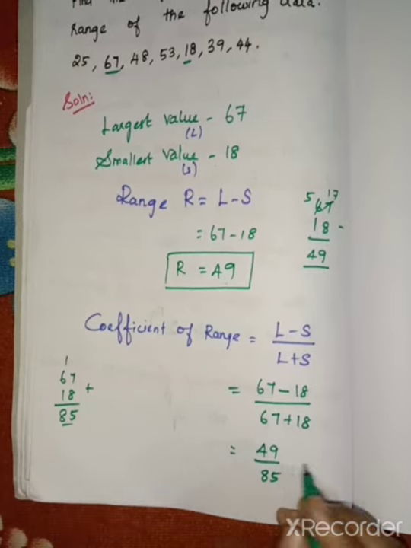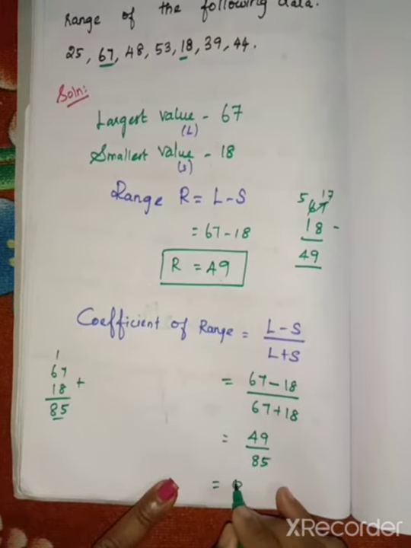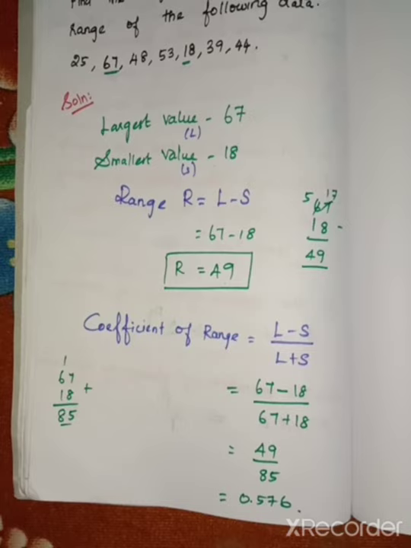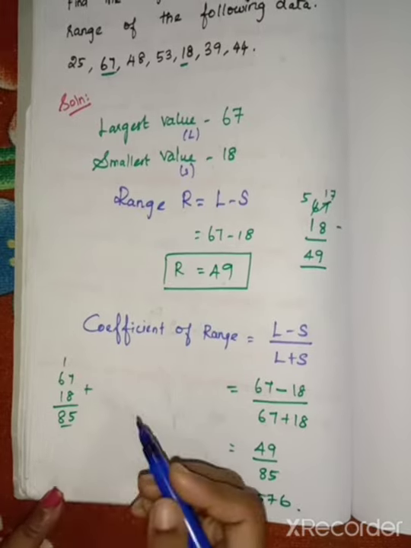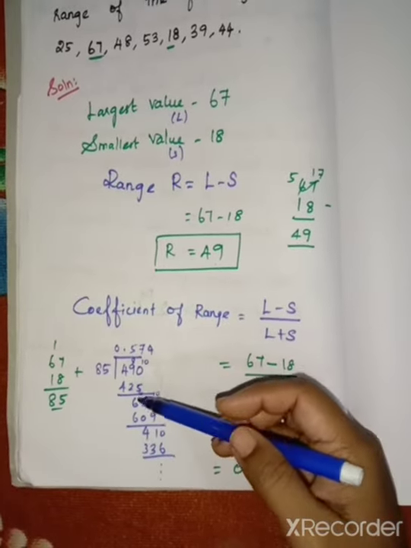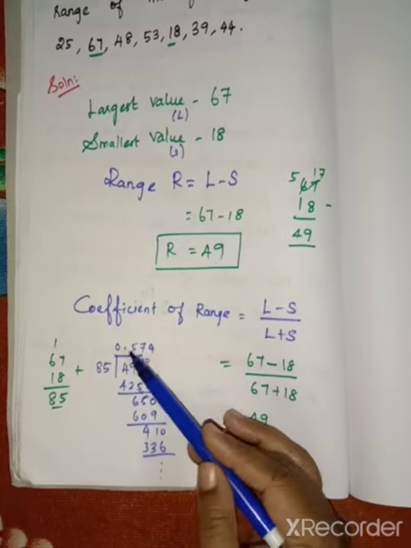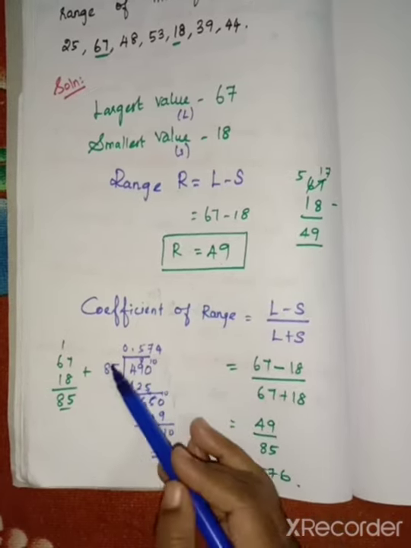If you divide, we get the value 0.576. You have to use a calculator for that, but in the exam hall we don't use a calculator. For that, I use the division formula. Here we have the division, that is divided by 85. 49 is not possible, so I have used the decimal and 0 and solved by the 85th table.